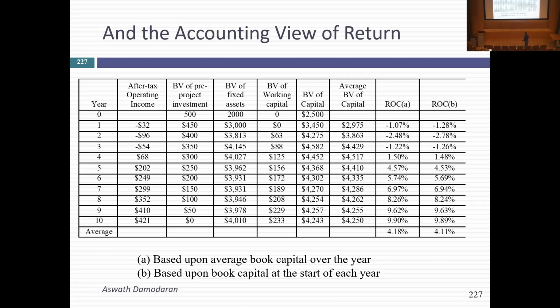So my returns on capital. And you're saying, why are there two returns on capital? Returns on capital can be computed based on starting numbers, average numbers. I've used both. They tell pretty much the same story. The average return on capital based on average is 4.18%. And if I use the start of the year numbers, it's 4.11%. Question? Yeah.